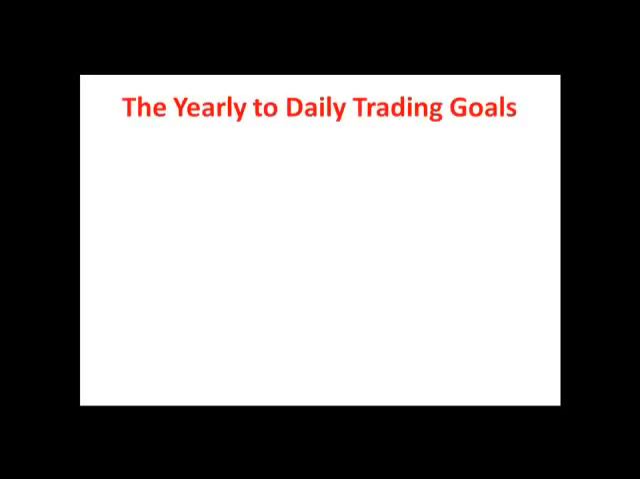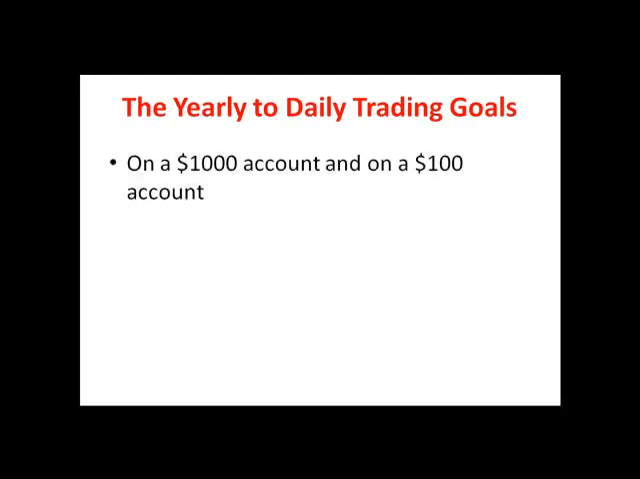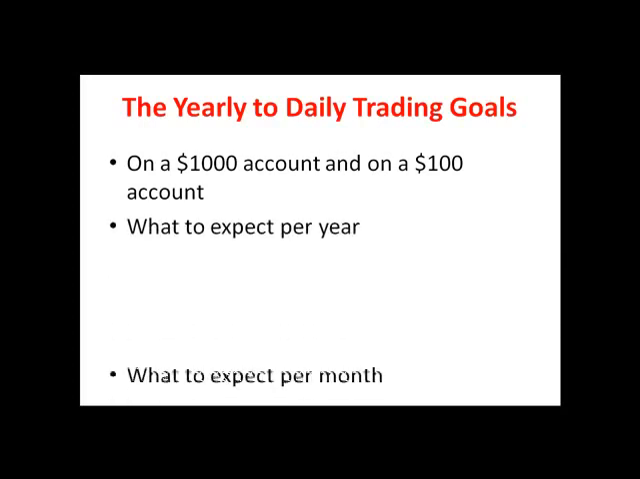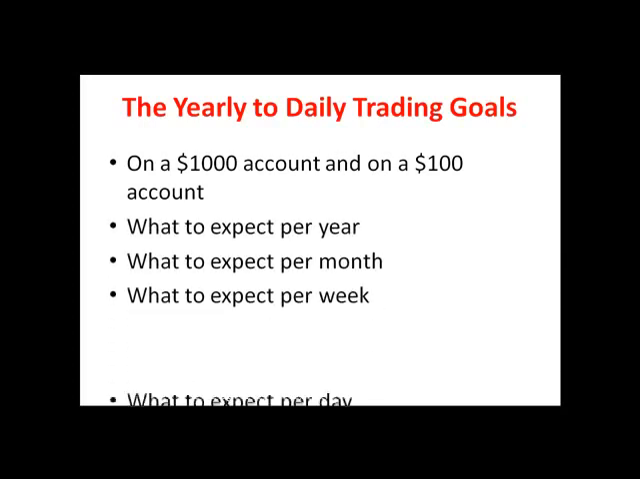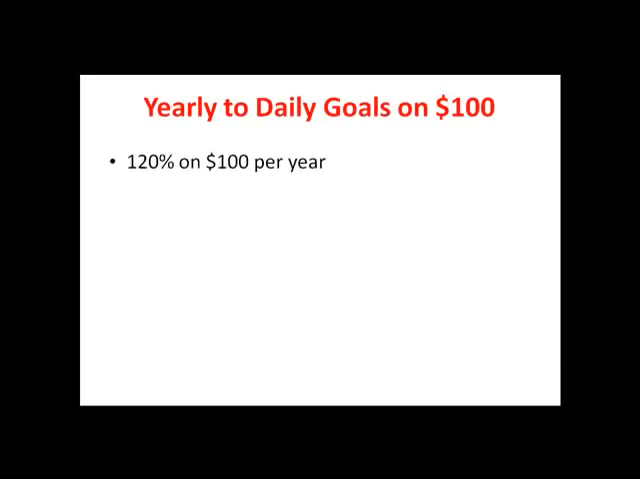Now, let's look at the yearly to daily trading goals. On a $1,000 account and also on a $100 account, what do you expect per year? What do you expect per month? What do you expect per week? And also, what do you expect per day? We'll look at these one after another, and we'll begin with yearly to daily goals on a $100. Now, on a $100, we can target 120% account growth per year, and this can be easily achieved, I must say.